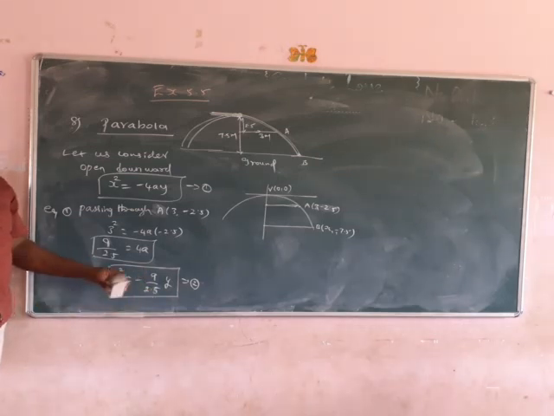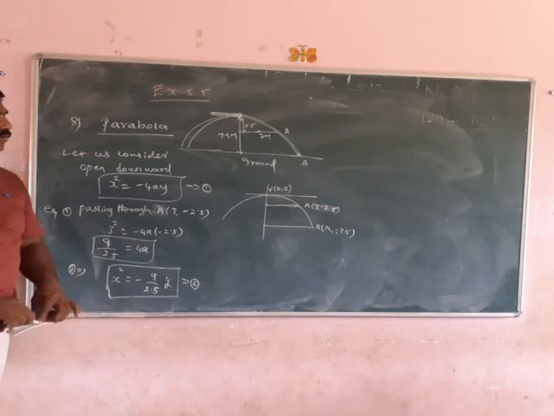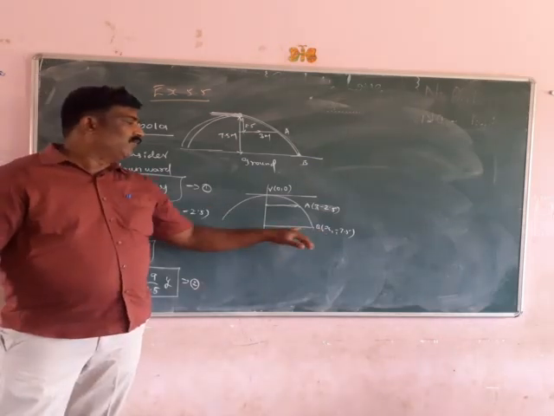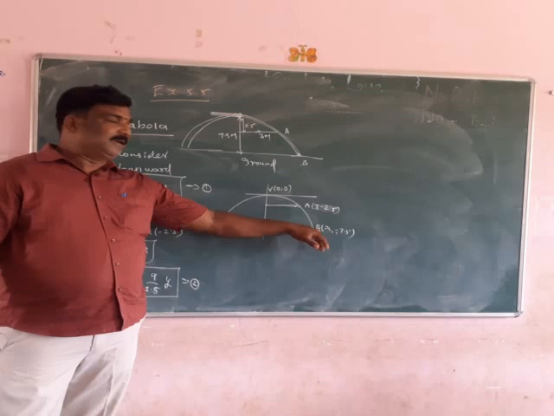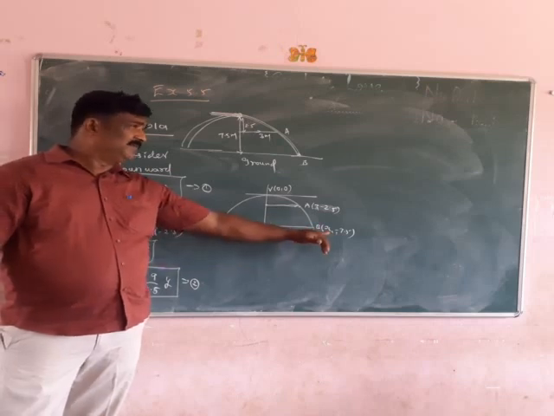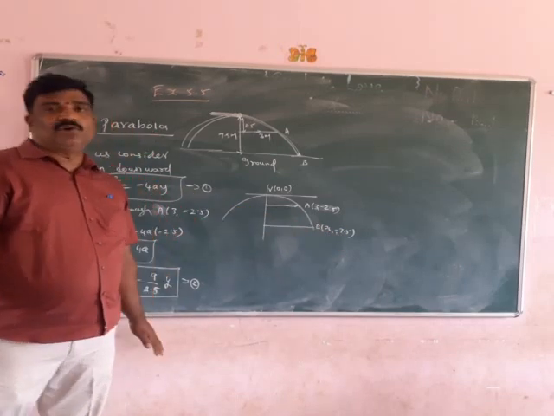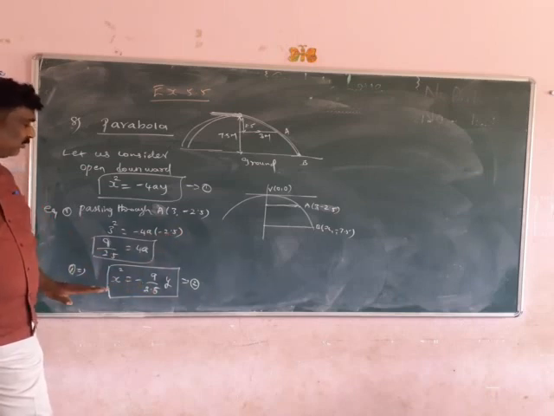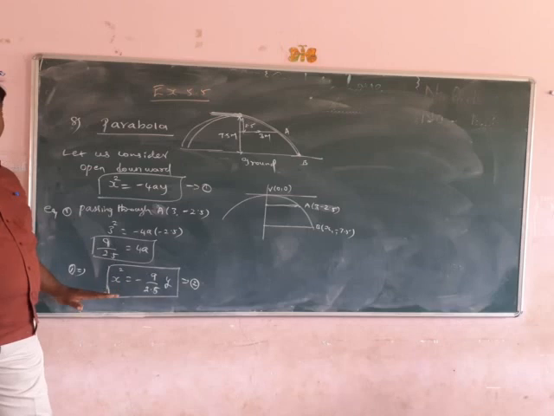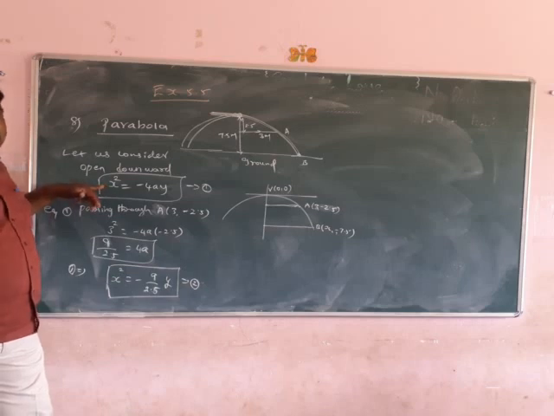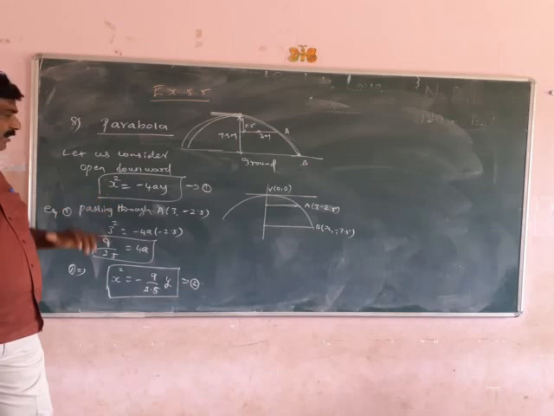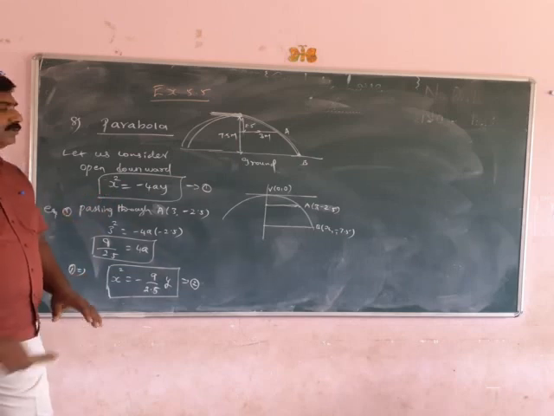Next, we need to find the distance at which the water strikes the ground. This is the equation of the parabola for the given details. This is the general equation of the parabola for all parabolas, upward and downward. Do you understand?